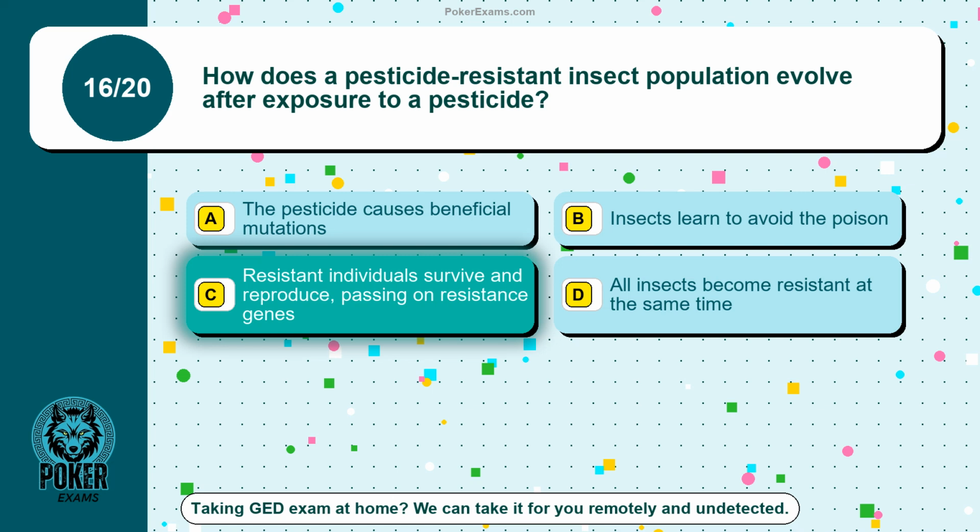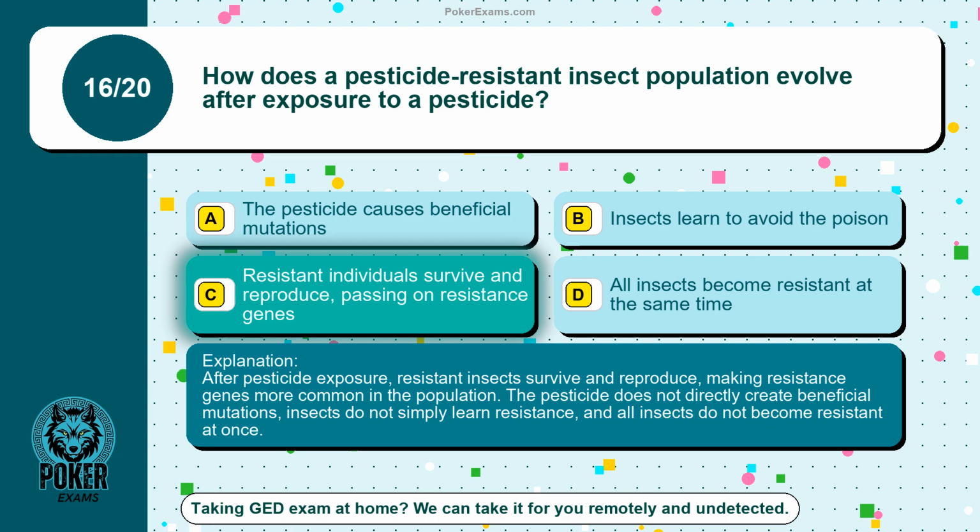The correct answer is option C. Resistant individuals survive and reproduce, passing on resistance genes. After pesticide exposure, resistant insects survive and reproduce, making resistance genes more common in the population. The pesticide does not directly create beneficial mutations, insects do not simply learn resistance, and all insects do not become resistant at once.